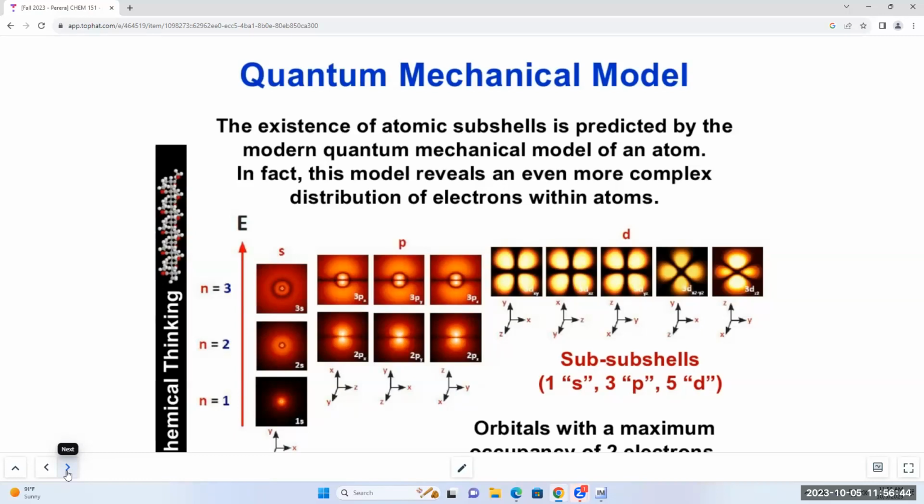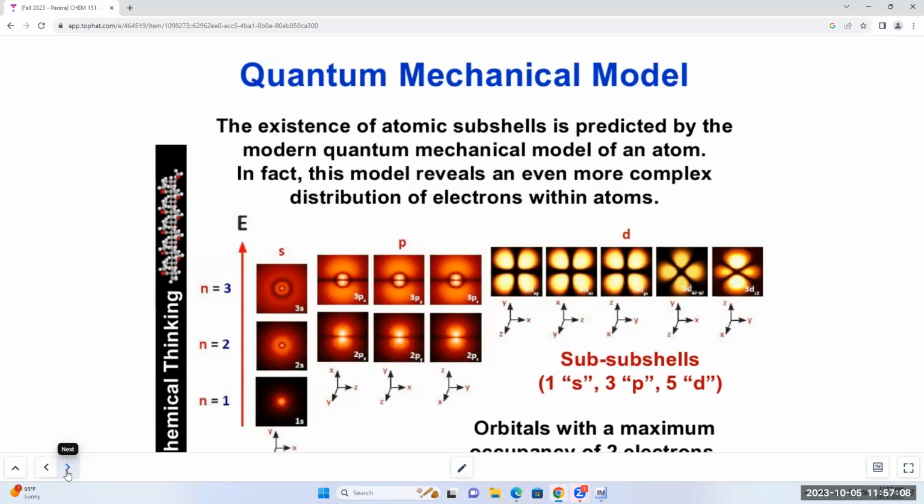And the D subshell can be divided into 5 sub-subshells called dxy, dz squared, dx squared minus y squared, and there are 5 of them like that, which we don't need to know. Anyway, each subshell, or each orbital, also called sub-subshells, are also known as orbitals, has an occupancy limit of 2 electrons. It can only have up to 2 electrons.